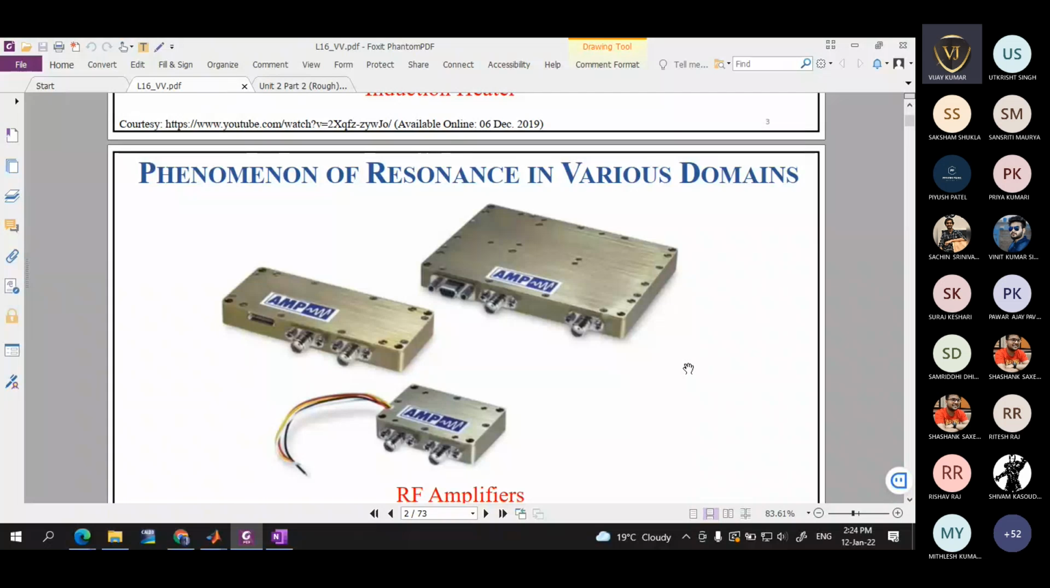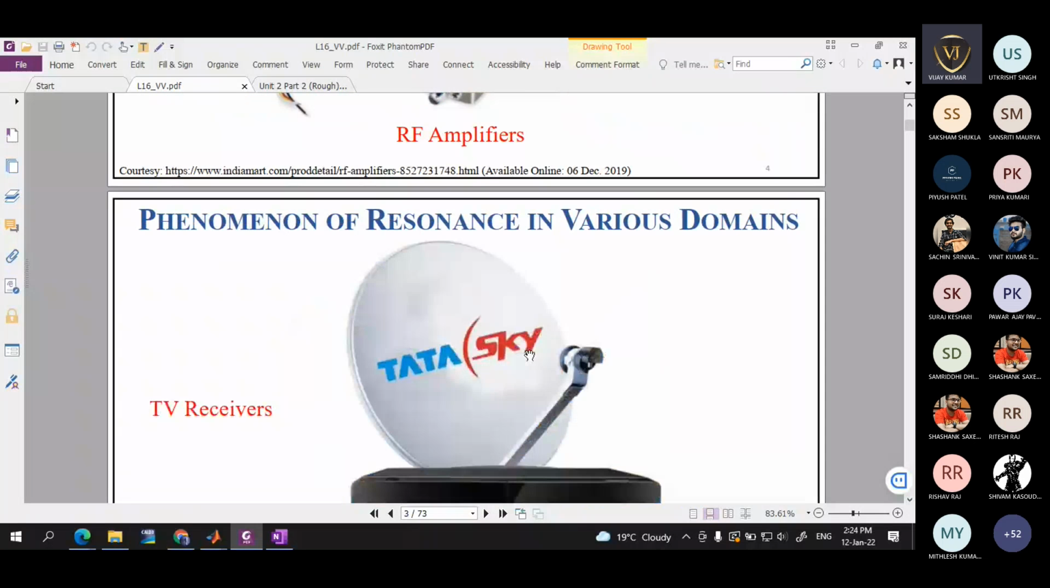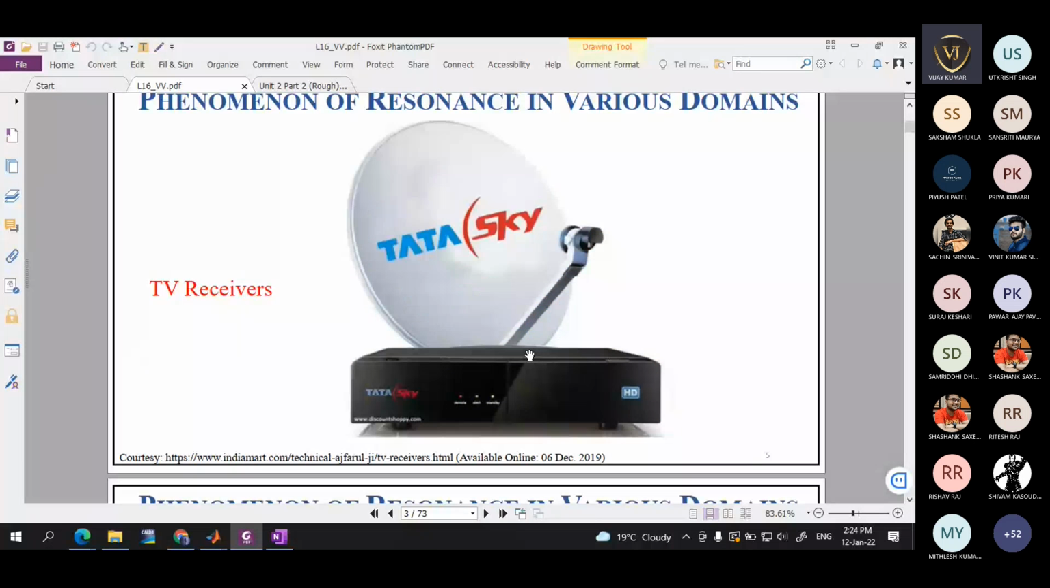This is also, you might be well aware, amplifiers or radio frequency amplifiers. This also you might be aware of, even though you have not studied this directly, it is completely used in electronics. Then this thing, of course, you would be aware of, because in your home you are using a TV.